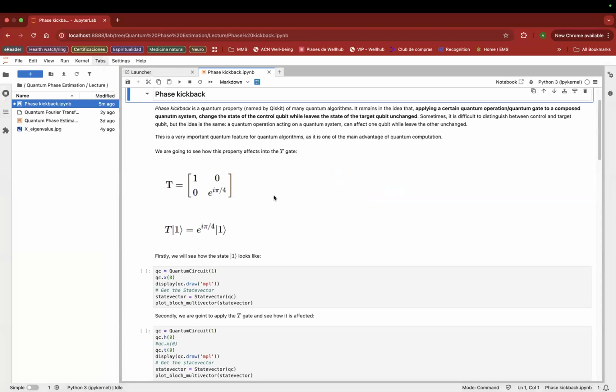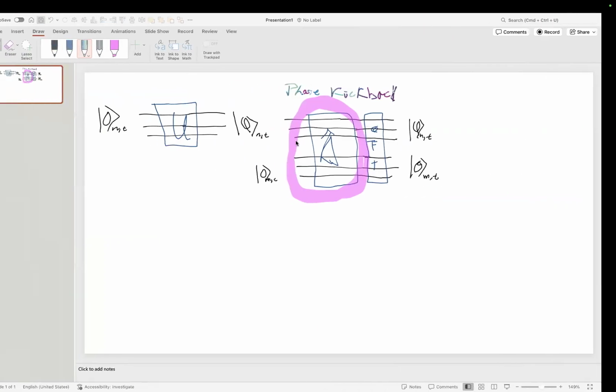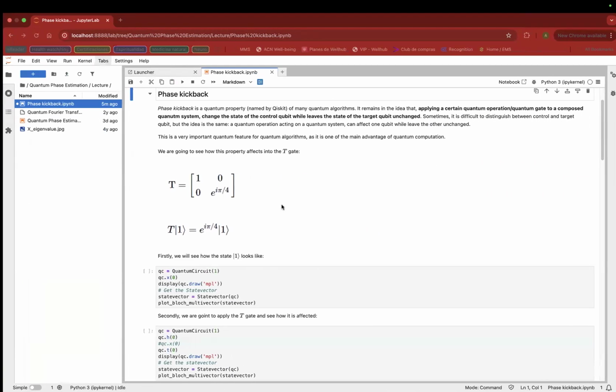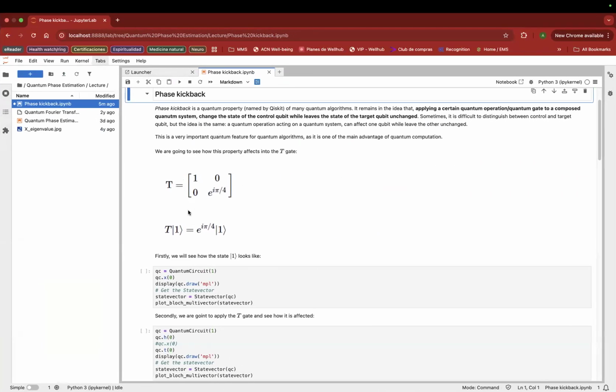in the real world. As I told you, the phase kickback effect is the operation where a quantum operator applies to a target qubit and a control qubit, and the target qubit remains unchanged while the control qubit is changed. Then imagine we have here the T gate. The T gate applied to the.